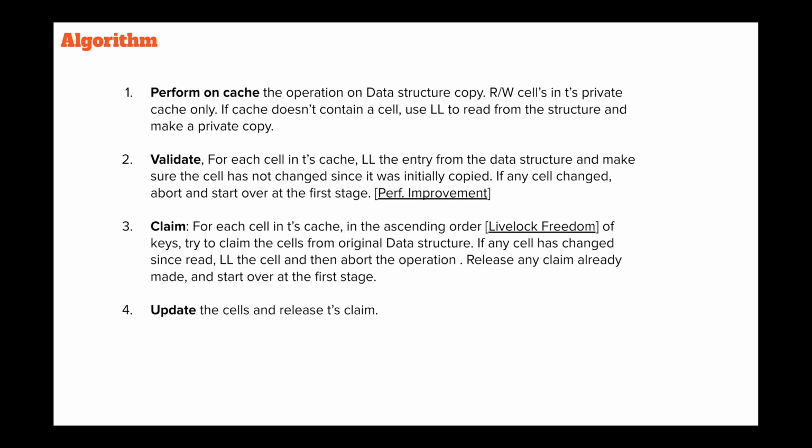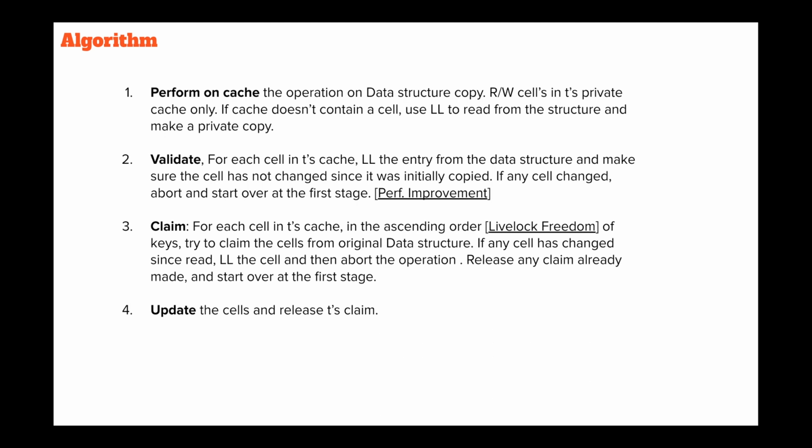And then we have claim. Claim is a step where we try to put the op description into the op pointer of a particular cell. This can be thought of as the two-phase locking part, where you incrementally lock each of the cells by putting your op description into the op pointer. One thing you have to notice is that in order to avoid livelock, we are just going over the cells in incremental order of their keys.